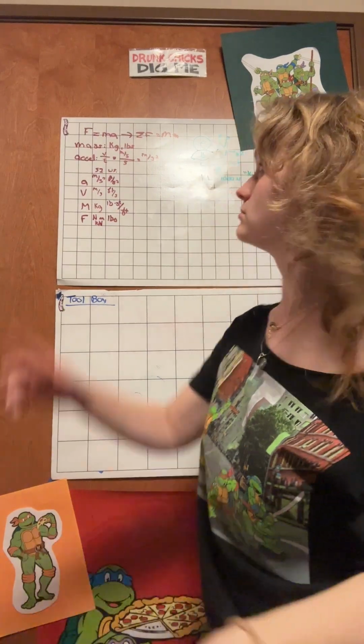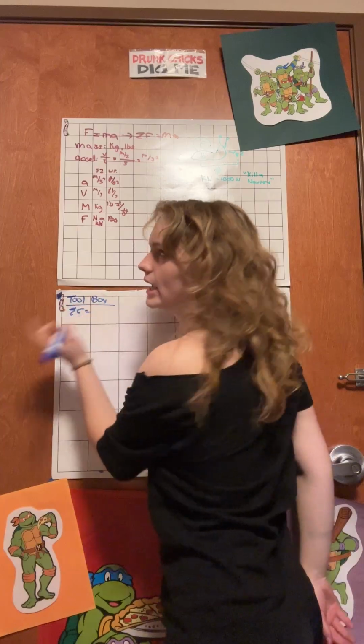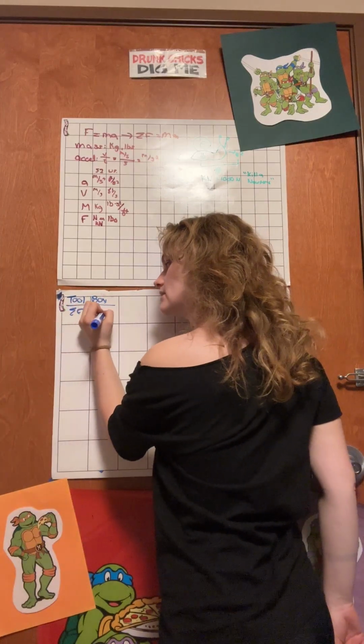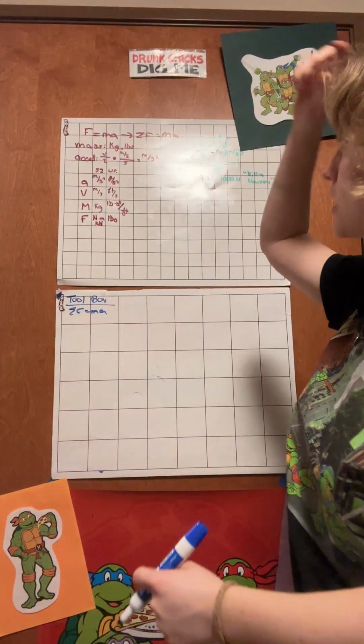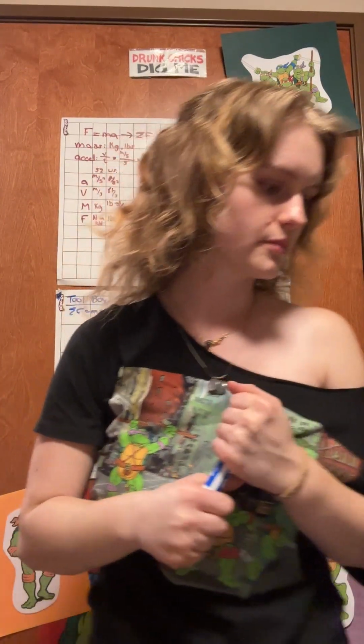What do we got in here? Force equals mass times acceleration. The summation of forces is equal to mass times acceleration. Clock it. What else we got in here? We got kilonewtons, but that you should just know. But that's not in our toolbox.